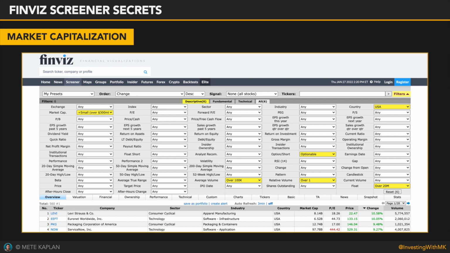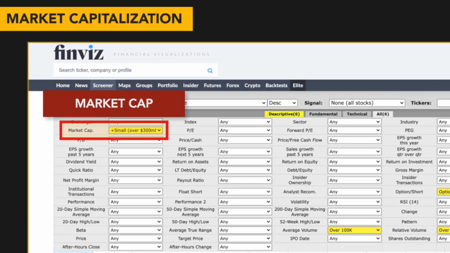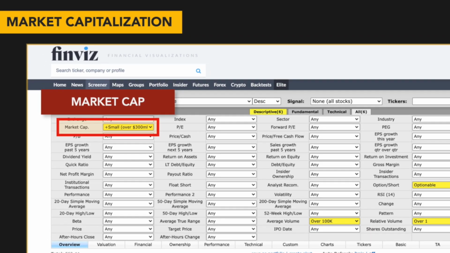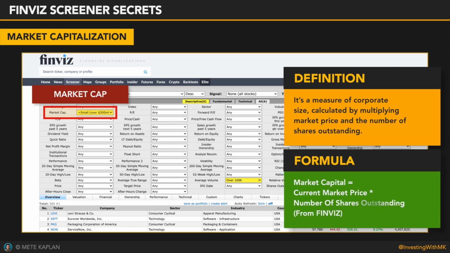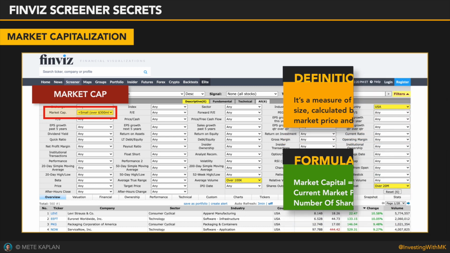Next is market cap. What is a market cap? It's a measure of corporate size, calculated by multiplying market price and the number of shares outstanding. For example, Apple, Microsoft, Google, and Tesla have the highest market caps in the world. Trillions of dollars. Crazy numbers. These companies' value is even greater than most countries' GDPs.